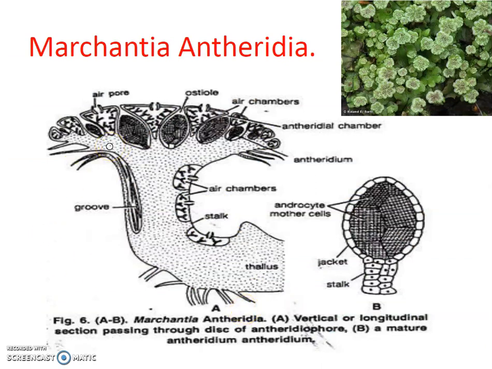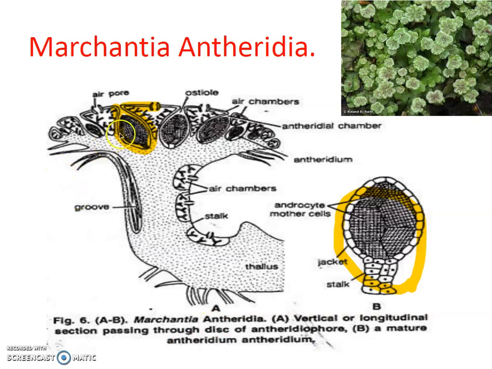When we take a section we will see that a cavity is formed, and in that cavity there is a formation of antheridium, and in that antheridium there is a formation of sperms. These sperms are antherozoids. We can say sperms are antherozoids. These are biflagellated. So this is the Marchantia antheridia.